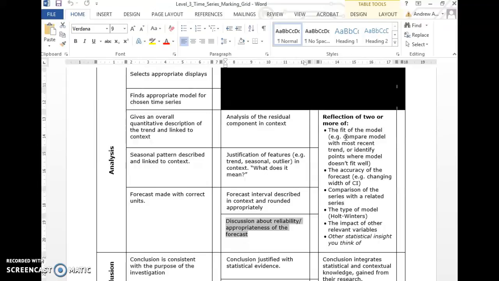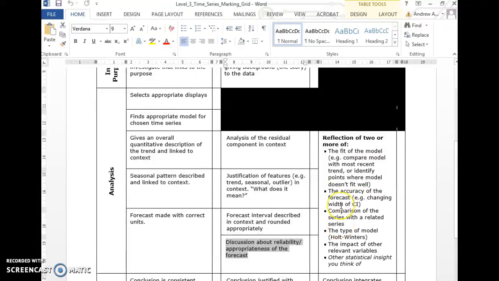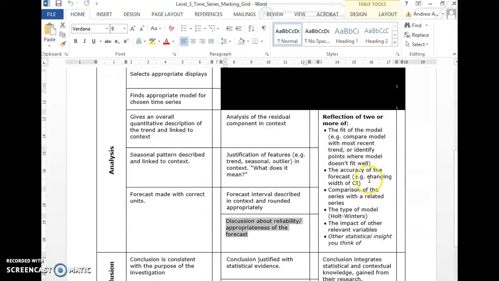I've also posted an exemplar of a student who has done this to a certain degree, and I think it's an excellence report, probably a low excellence, but I've sent that to Schoology, so you can have a look at that. And this person has another idea on how to tick this box. So here's a couple of ideas. Discuss the fit of the model, which you would be doing in a merit anyway. The accuracy of the forecast.